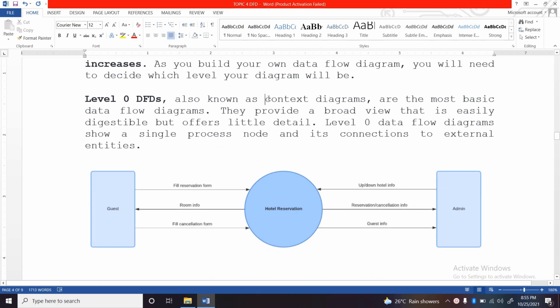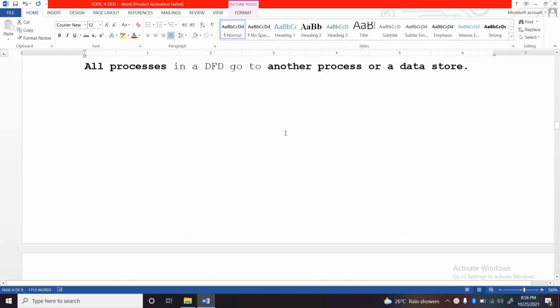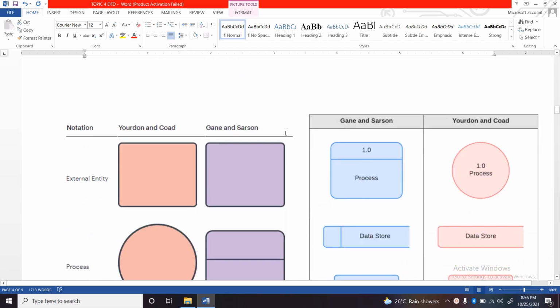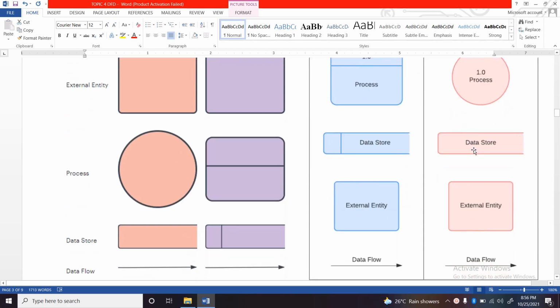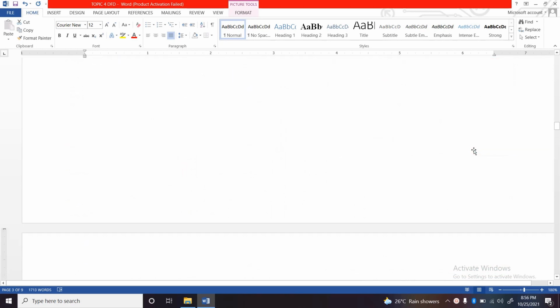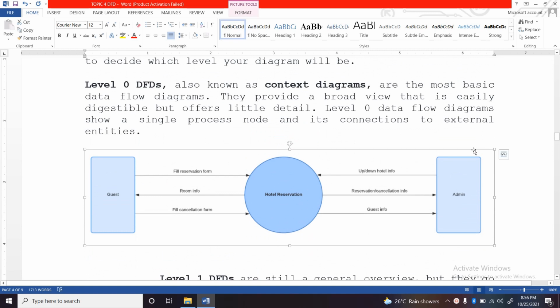So let's start with the level 0 DFD, or data flow diagram, also known as the context diagram. The other term for level 0 is the context diagram. The notation that we are going to use is under Jordan and Coad, as you can see. To verify, let us see if it's Jordan and Coad. Yes, Jordan and Coad uses circles for their processes, same as the level 0 here, or the context diagram.